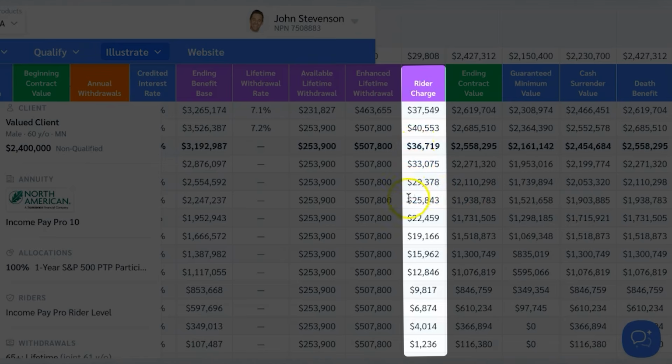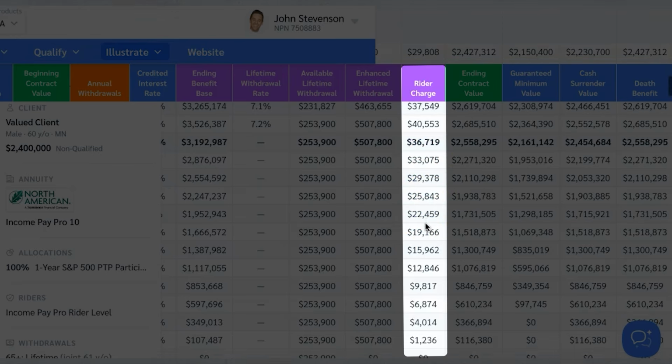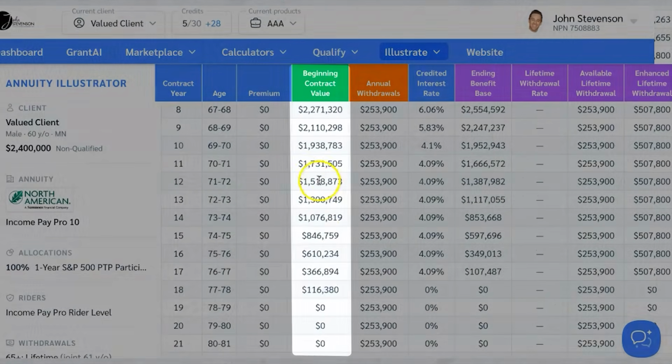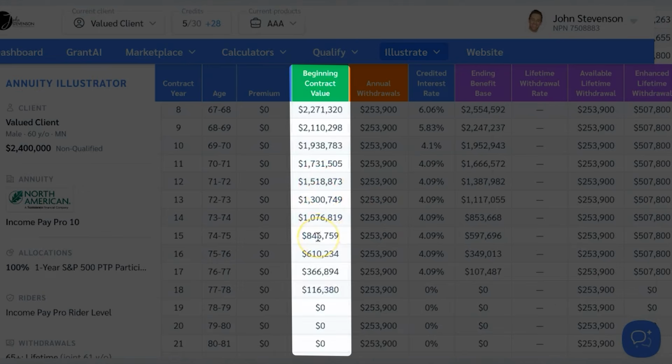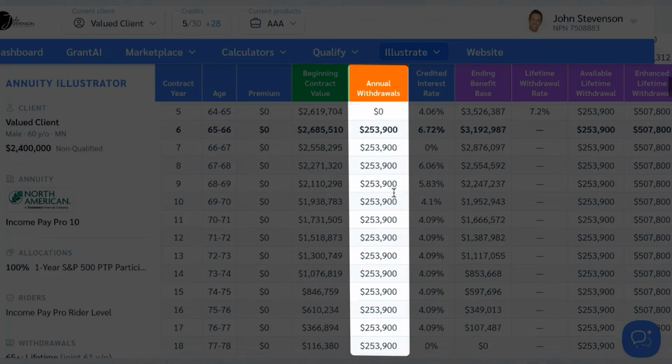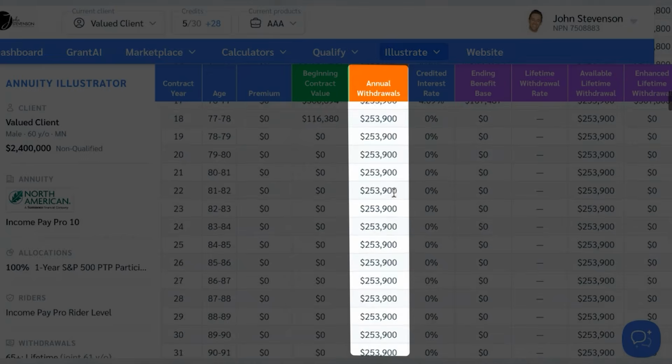Here are the rider charges. Okay, they're charging you money to give you that 8% rate of growth. Okay, but what's nice about it is those rider charges eventually go away because there is nothing left to take it from eventually. Eventually, the account balance depletes to zero. But the income, which is why you buy it, that is there forever. Okay, that's why you buy it.